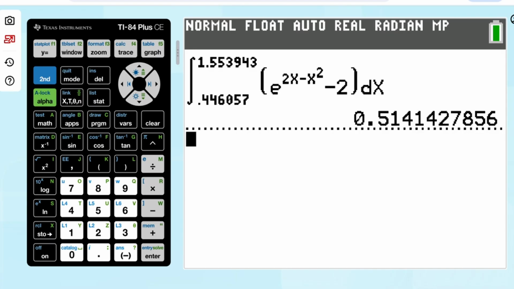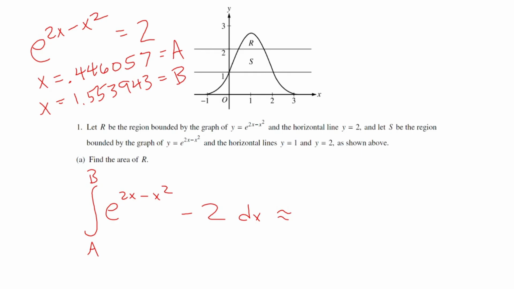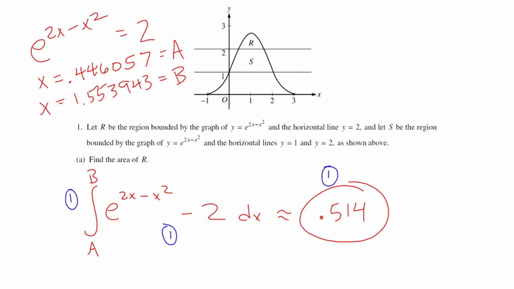And that gives us 0.514 when we round. So we'll just say 0.514. There's our final answer for part A. We got 3 points, 1 for the correct integrand, 1 for having the right limits of A and B, and 1 for the final answer.